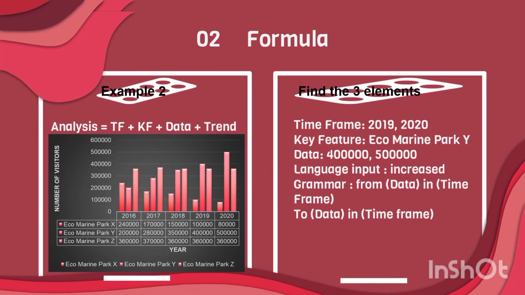Next. Okay, again, you look at the time frame, 2019 to 2020. Key feature, we choose Eco Marine Park Y. The data, 400,000, 500,000. Language input, we need to use increased. And the grammar aspect is shown here.